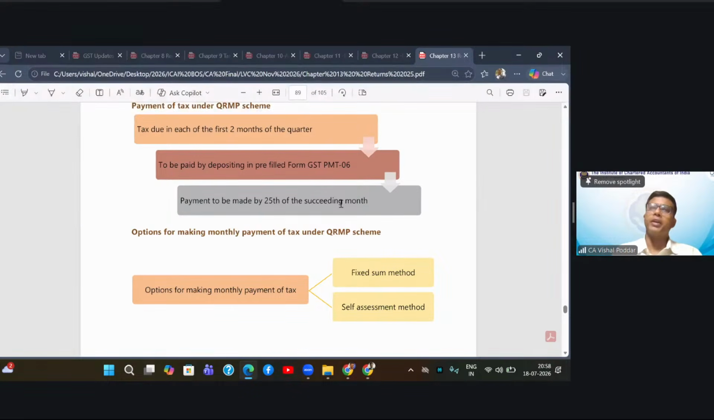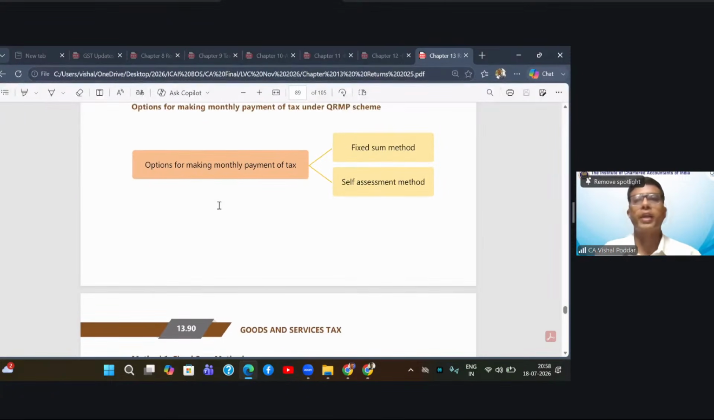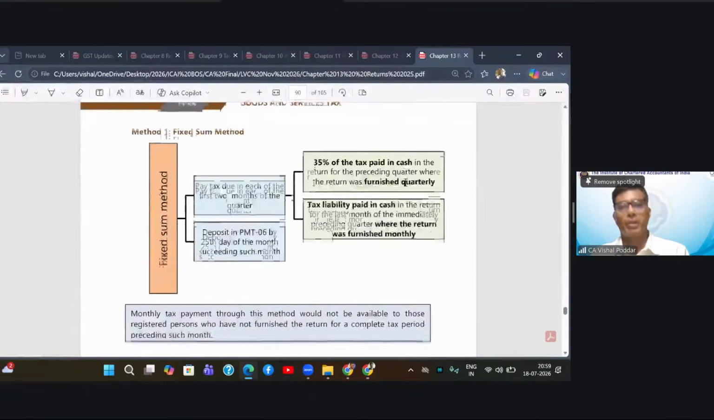Because you have not filed the return in the first month and the second month of the quarter, but still you have to pay tax in month 1 and month 2 of the quarter. So for both the months, how will you determine the tax liability? There are two options given. You have to select one of the options. Either it is a fixed sum method, or you can do your self-assessment. And on the basis of the amount that you calculate under the method you have opted, you will make the payment.